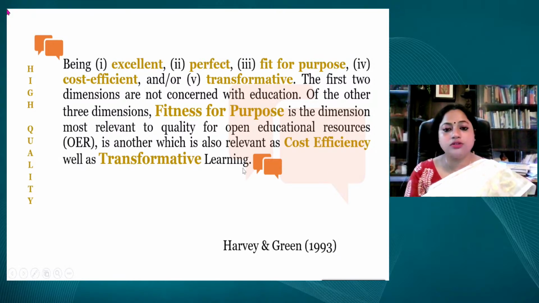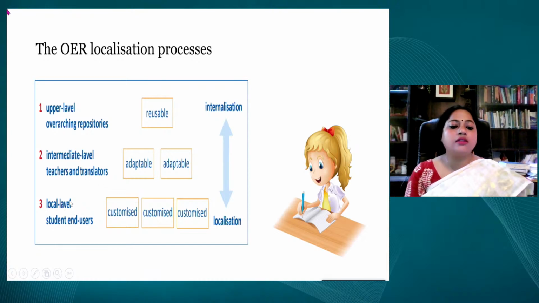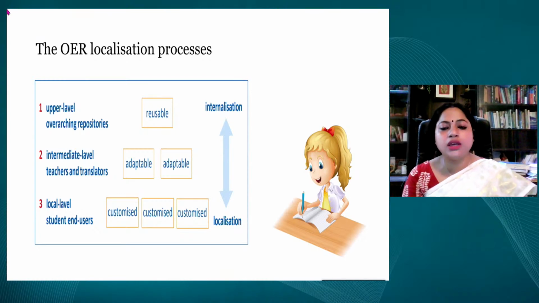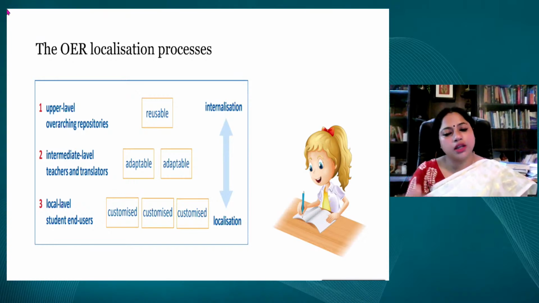So as I told you, SEMCA has its own TIPS framework, from where they have divided the entire OER localization process. The first one is the upper level, overarching repositories; the second one is the intermediate level, teachers and translators; and the third one is the local level, student end user. So just see what I told you in my previous slide, that quality is really a volatile issue. One proper OER material may be good or perfect for the student or the end user, but it is not workable for the teachers. Maybe it is not even workable for the facilitator or the policymaker. So it may vary from internationalization to globalization to localization.